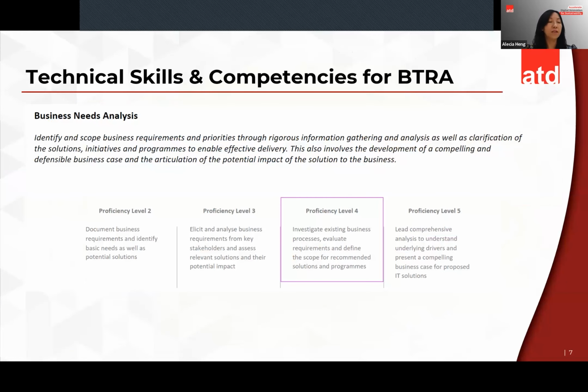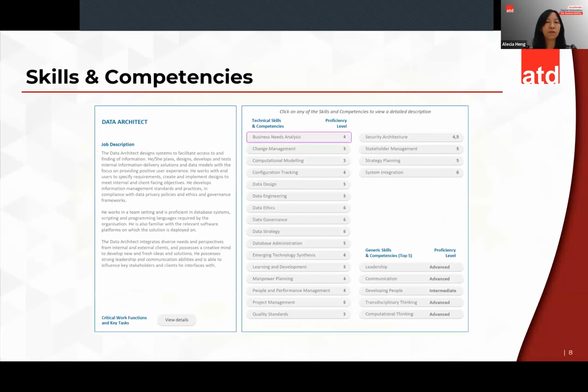In each of the architect roles, for this particular course, we are focusing on the business need analysis skills competency at level 4. What this means is that we are looking into how we can investigate and assess business processes, evaluate requirements, and define the scope of recommended solutions and programs based on the concept of IT architecture. If you look at each of these roles, you'll notice that on the left is the job description. If you go into the skill framework, on the right, there will be a list of competencies that you need to fulfill as an architect.